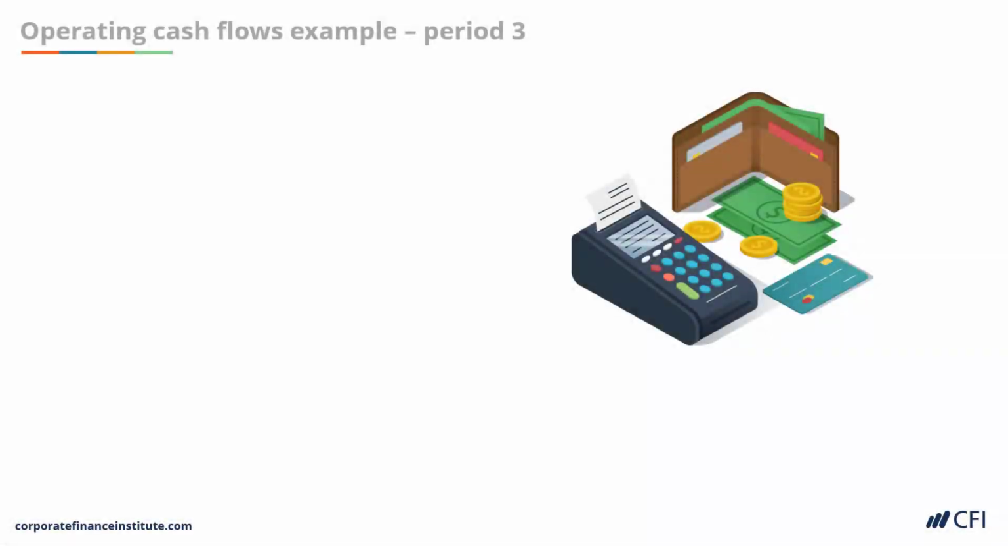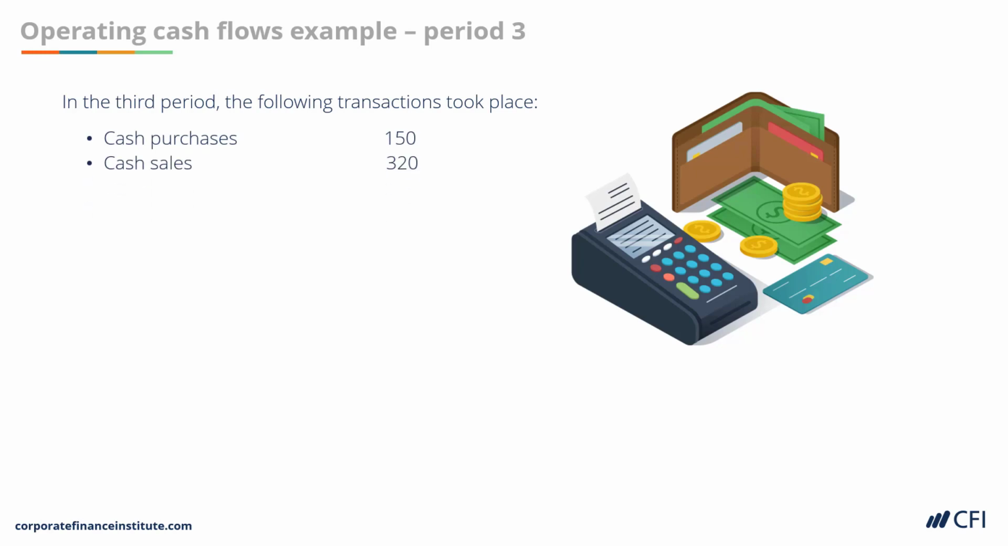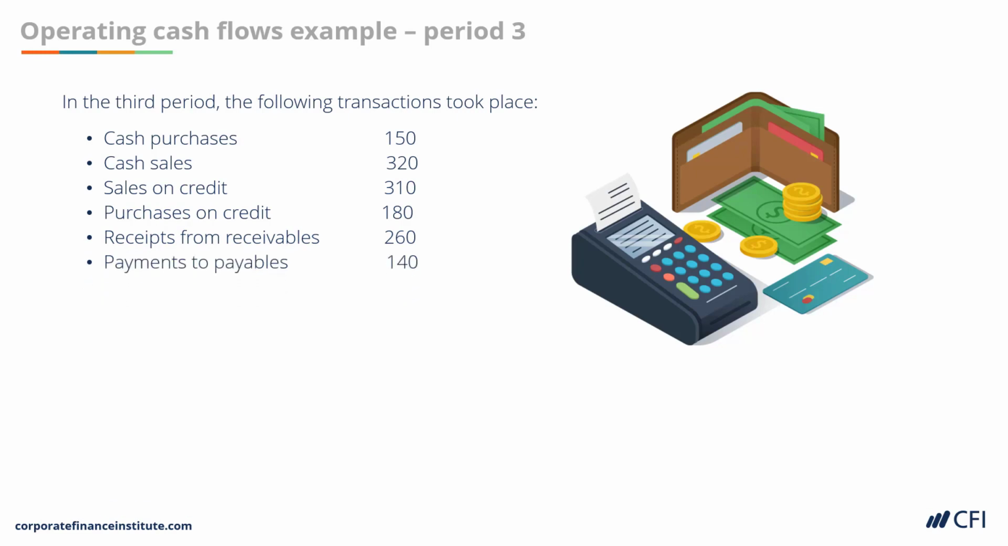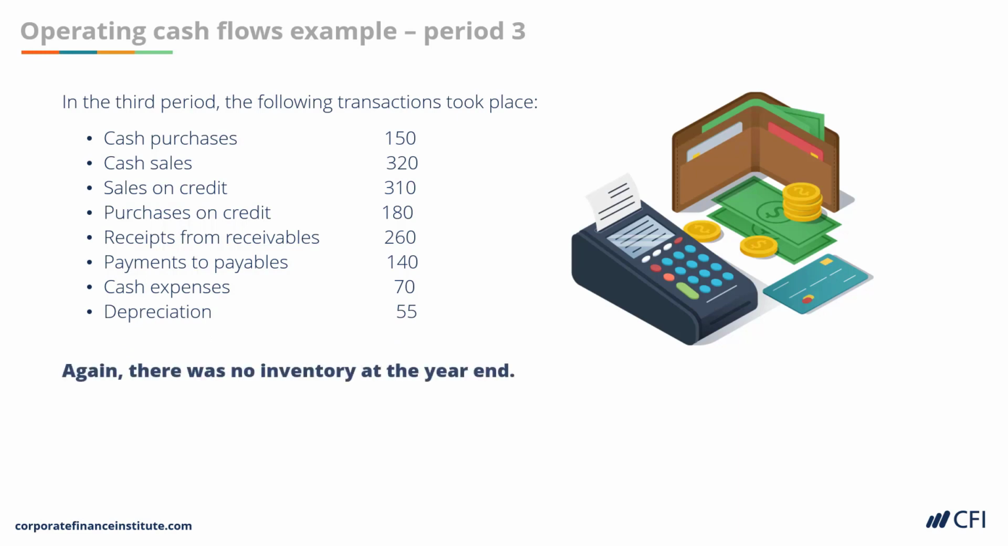Now let's look at an even more complicated period 3. In this period, the following transactions took place: cash purchases of 150, cash sales of 320, sales on credit of 310, purchases on credit of 180, receipts from receivables of 260, payments to payables of 140, cash expenses of 70, and depreciation of 55. And again, there was no inventory left at the end of the year.